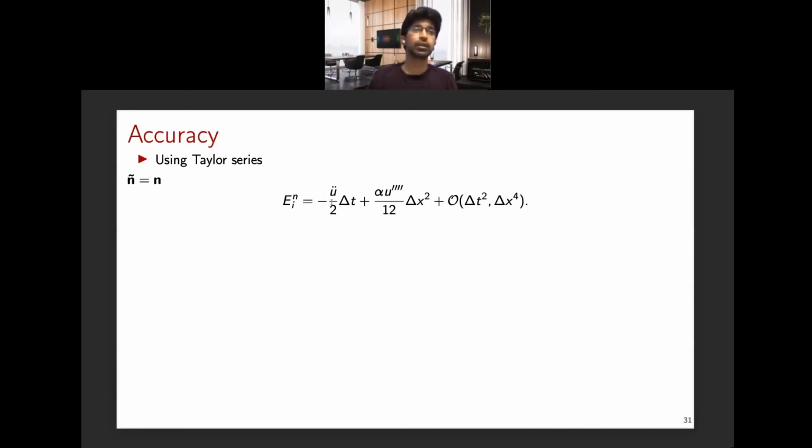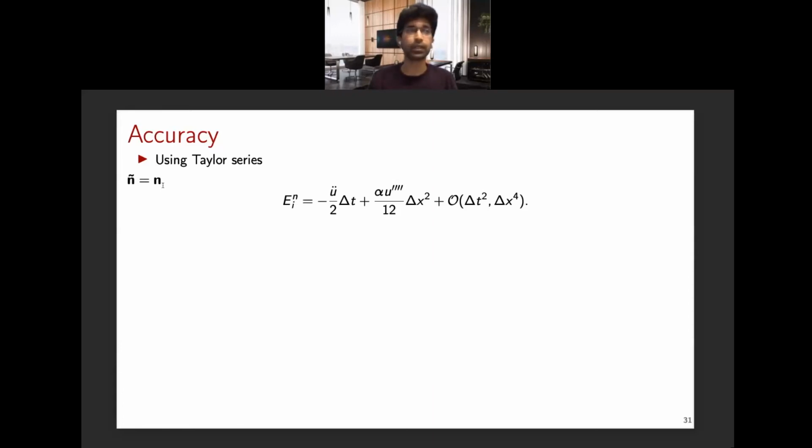So the first term here is the term that contains delta t and the time derivatives of u. This is the leading order term that comes from the truncation error of the Euler scheme. The second term is the leading order term that we obtain from the approximation of the spatial derivative. The third term represents the higher order terms in the Taylor series expansion. So this is done for a synchronous case where your n tilde is equal to n.